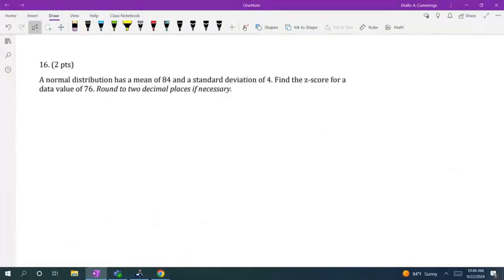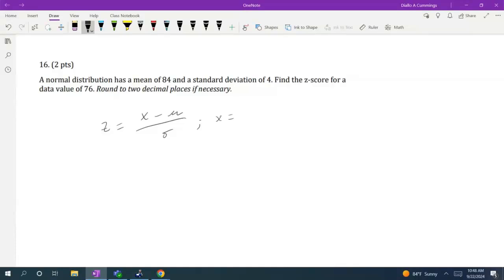The next one says a normal distribution has a mean of 84 and a standard deviation of 4. Find a z-score for a data value of 76. So here we have a formula. Z is equal to x minus the mean divided by the standard deviation.